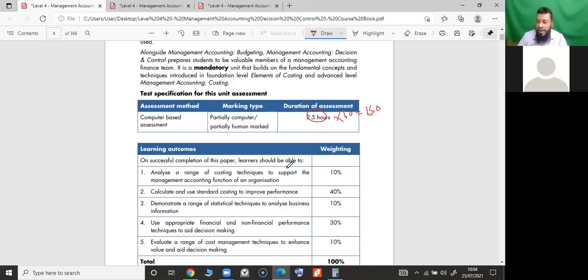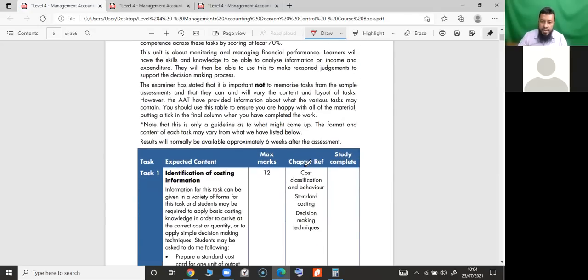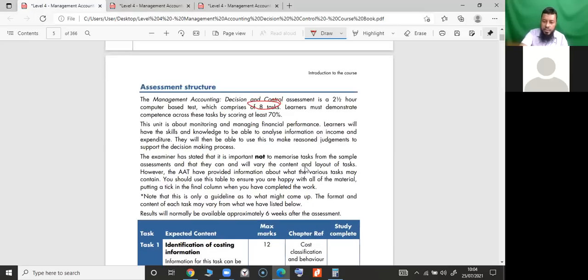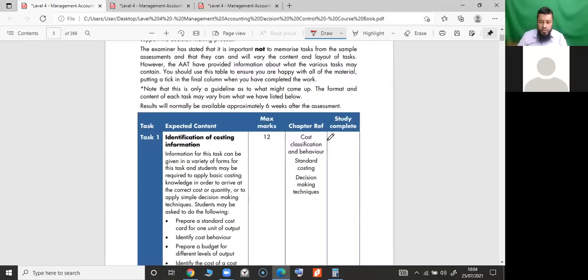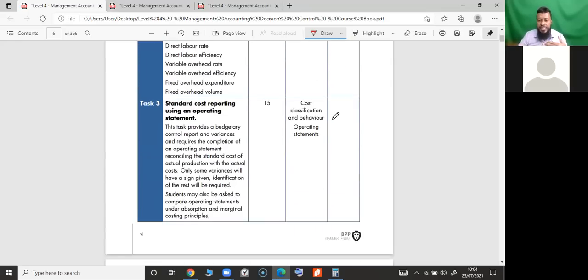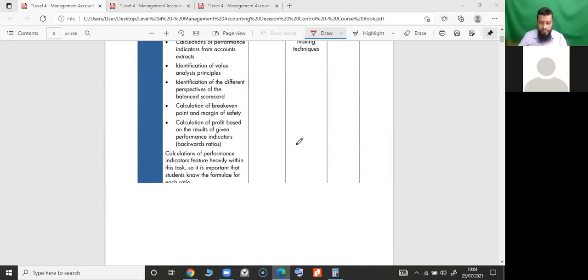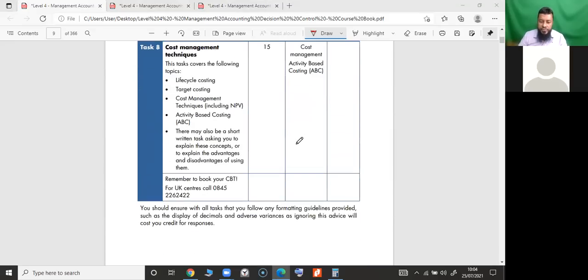We're going to check how many marks are there. Partly computer, mostly computer, partly human marked. A couple of questions are writing questions, which are human marked. There are 8 tasks, and you've got to get 70% to pass the exam, right? So it's task 1, 2, 3: 12 marks, then 15, then 15, and then 12, 18, likewise. And finally, when you add up, it gives you 120 marks.